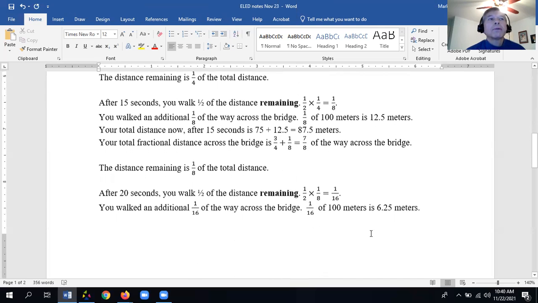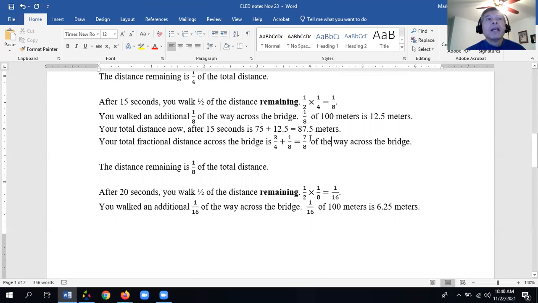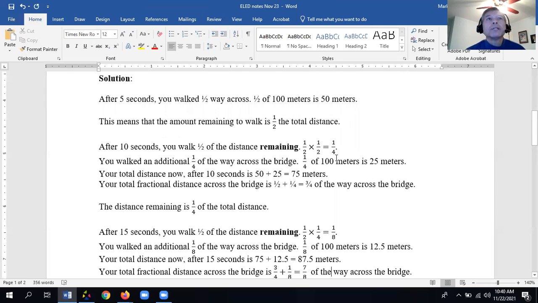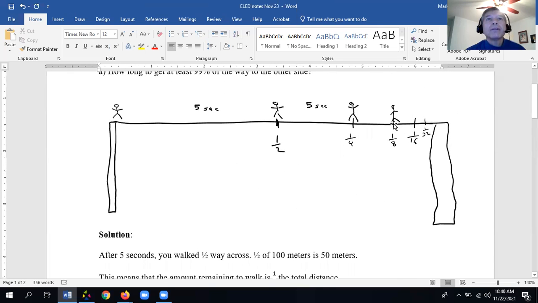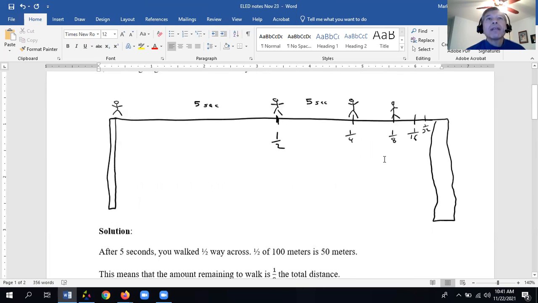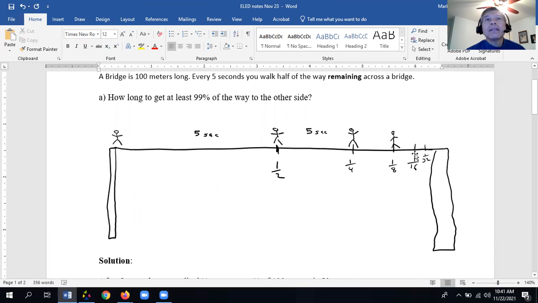So let's do one more time on this half the distance remaining. So now you're 7/8 the way across the bridge. And you can see you're right here, 7/8 across. Total distance, 1/2 plus a fourth makes 3/4 plus the eighth makes 7/8. So now the distance remaining, since you've gone 7/8 away across the bridge, the distance remaining is just 1/8. So you're going to walk half that distance. Half of 1/8 is 1/16. So here, after another 5 seconds, you only make it this much farther.